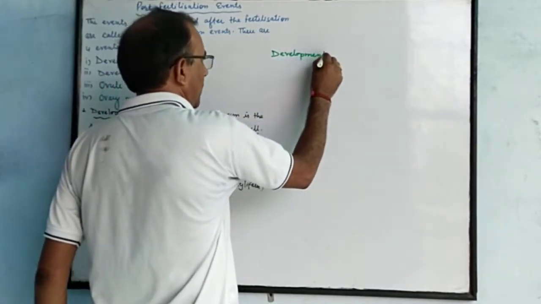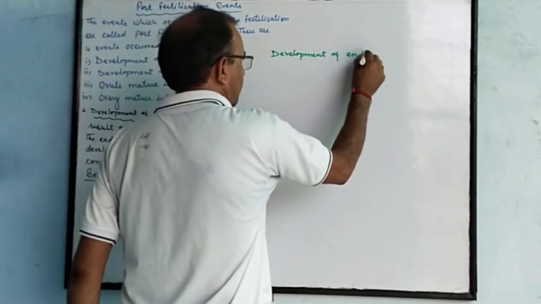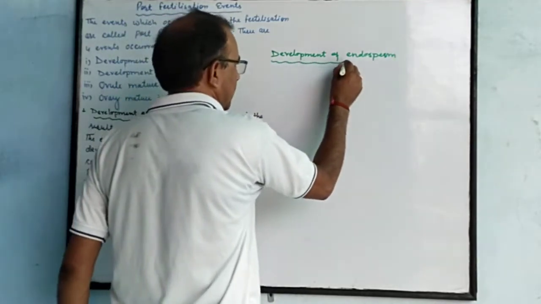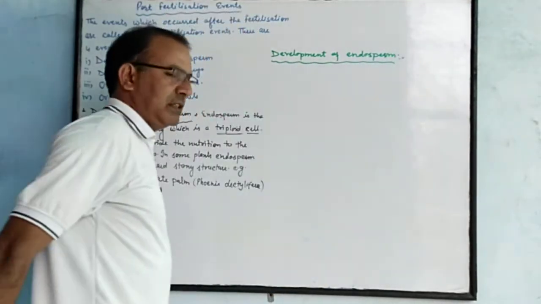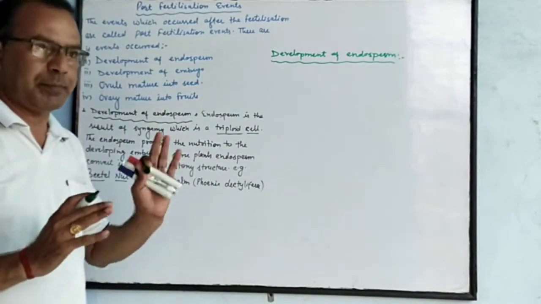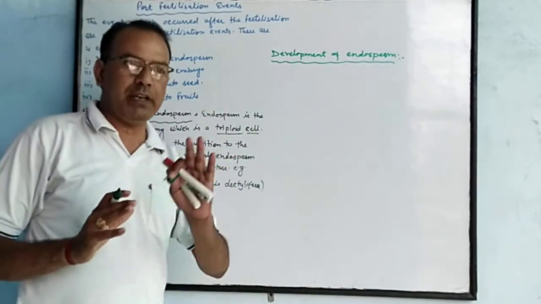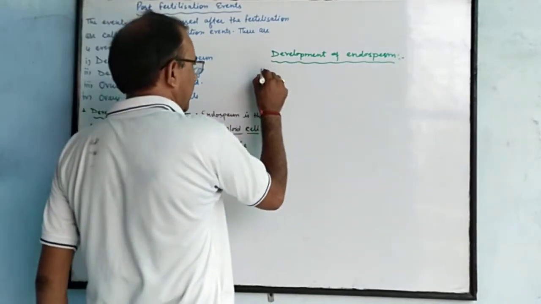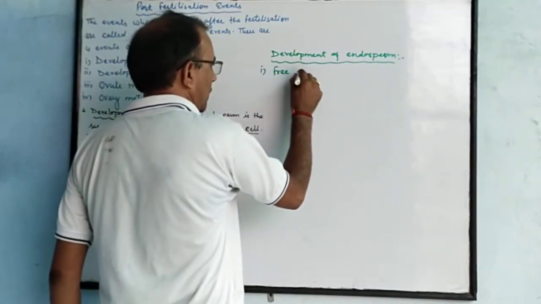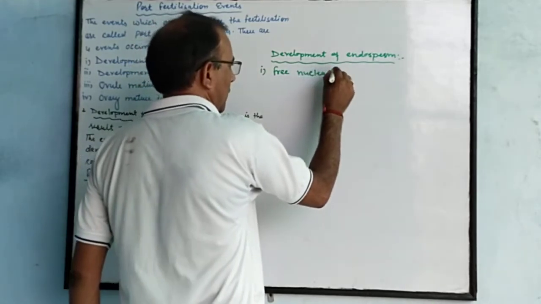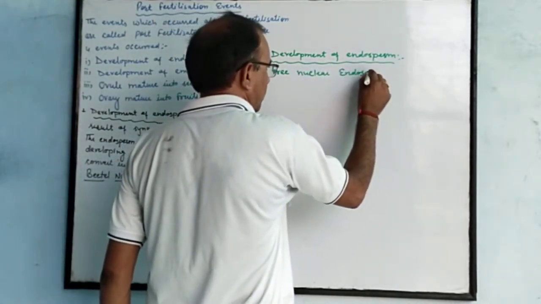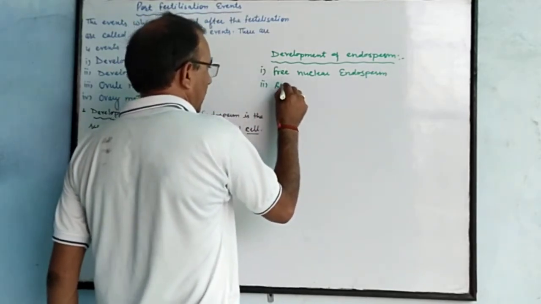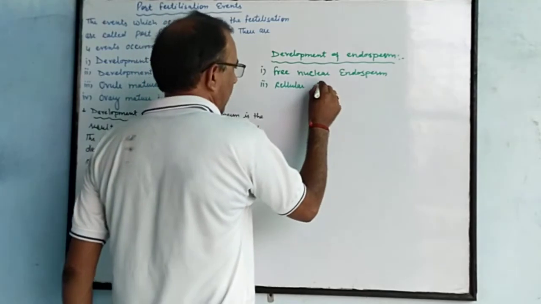Development of endosperm. How is the endosperm developed? Endosperm development can take place by two processes: first one is free nuclear endosperm and second one is cellular endosperm.